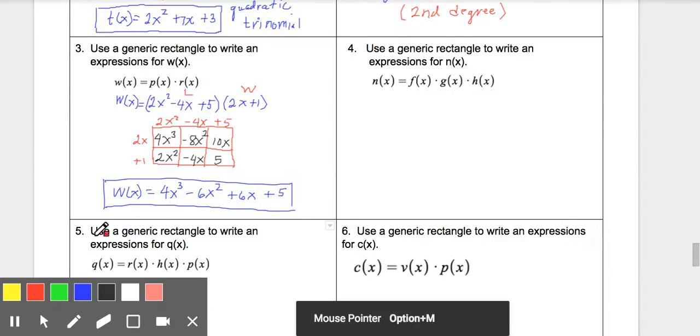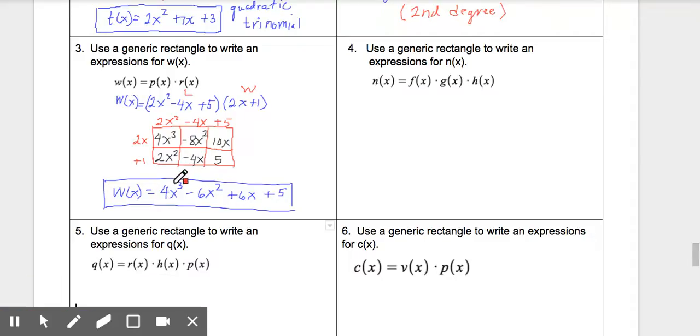The degree of w of x is 3. Okay, this is the degree of w of x. And 4 is called the leading coefficient.